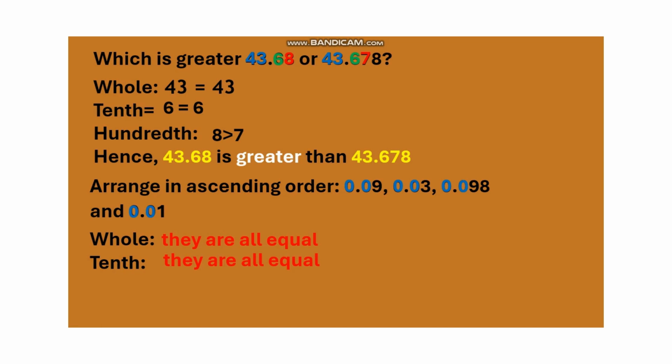We need to move to the hundredths place. The hundredths place in the first one here is 9. The hundredths place here is 3, and the hundredths place here is 9. The hundredths place here is 1. So we use the hundredths place to compare right now. Let's look at the smallest one. So if you look at it here, 0.01 is the smallest, and it's less than 0.03, less than 0.09, less than 0.098.